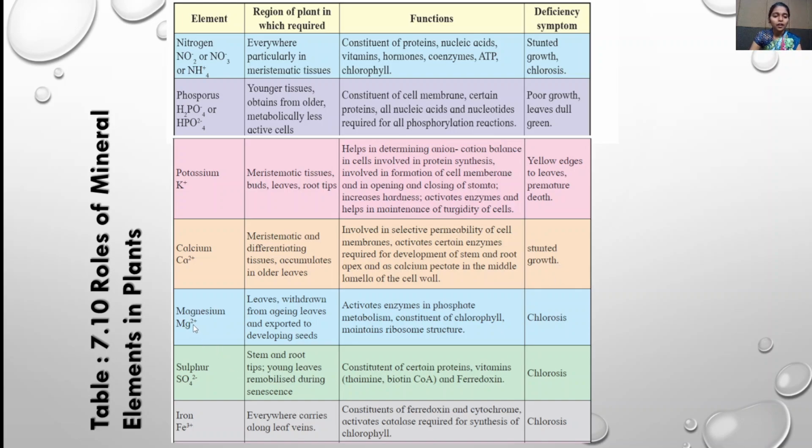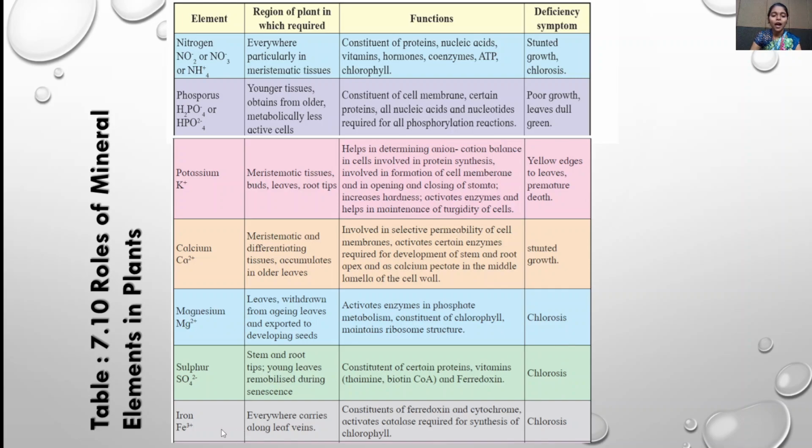The next element is magnesium. The region of the plant in which it is required is leaves; it is withdrawn from aging leaves and exported to developing seed. Functions: activates enzymes in phosphate metabolism, constituent of chlorophyll, maintains ribosome structure. The deficiency symptom is chlorosis. The next element is sulfur, found in stem and root tips and young leaves, remobilized during senescence. Its functions: constituent of certain proteins, vitamins and pyridoxine. The deficiency symptom is chlorosis.